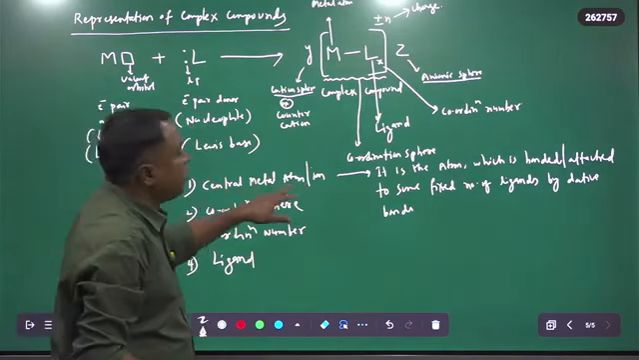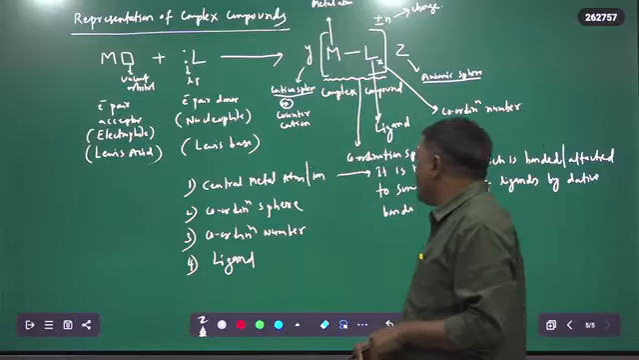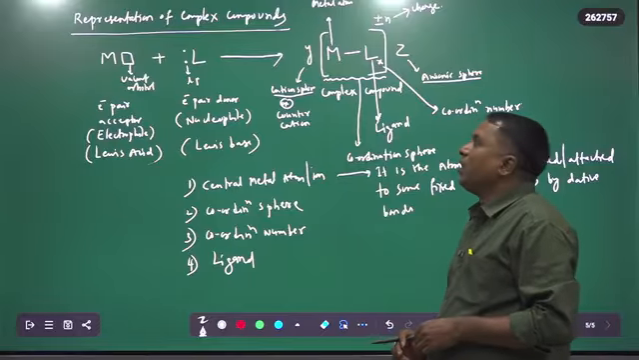This central metal atom must contain vacant orbitals to form complex compounds. So that is the major criterion for forming a complex compound.